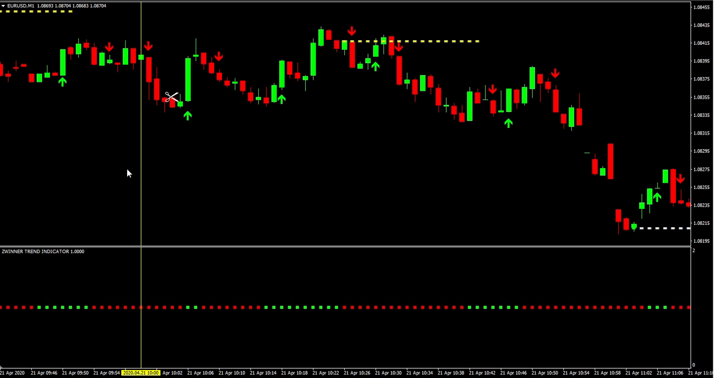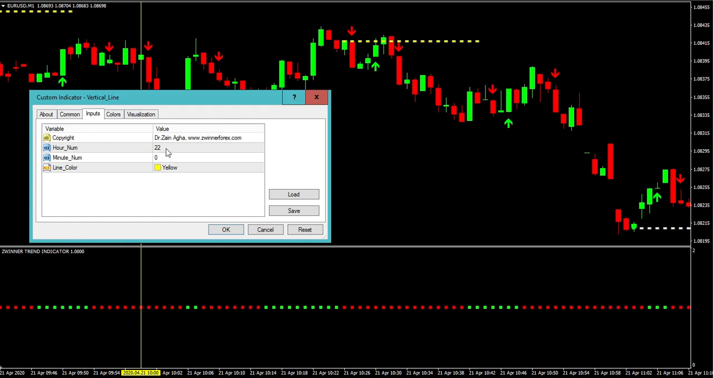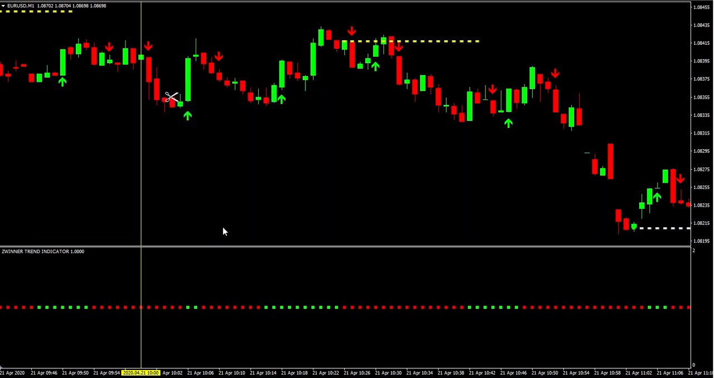Now I am going to put in one more indicator, one more vertical line. This vertical line will show you the US Open. The US market opens at 8 a.m. Eastern time, which is 13 UK time. But the broker's time is 2 hours ahead, so I'm going to make it 15, and I'm going to change the color to aqua. Okay, and then say OK here.